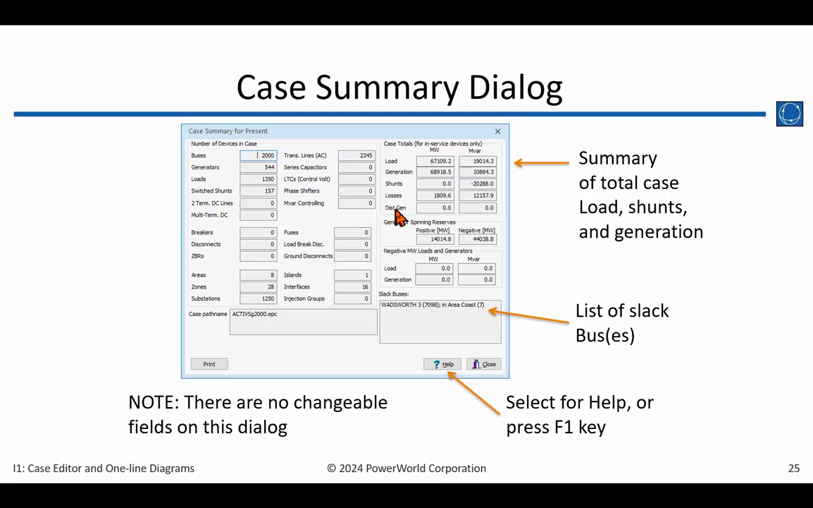This slide just describes some of the features on that case summary dialog. So as we described, the summary of load and generation, etc., the slack bus. You can also, on a lot of dialogs, open up a help topic, or at any time just press the F1 key and it'll give you context-sensitive help. This is a read-only dialog too, so if you need to edit things like the slack bus, you would go elsewhere to do that.